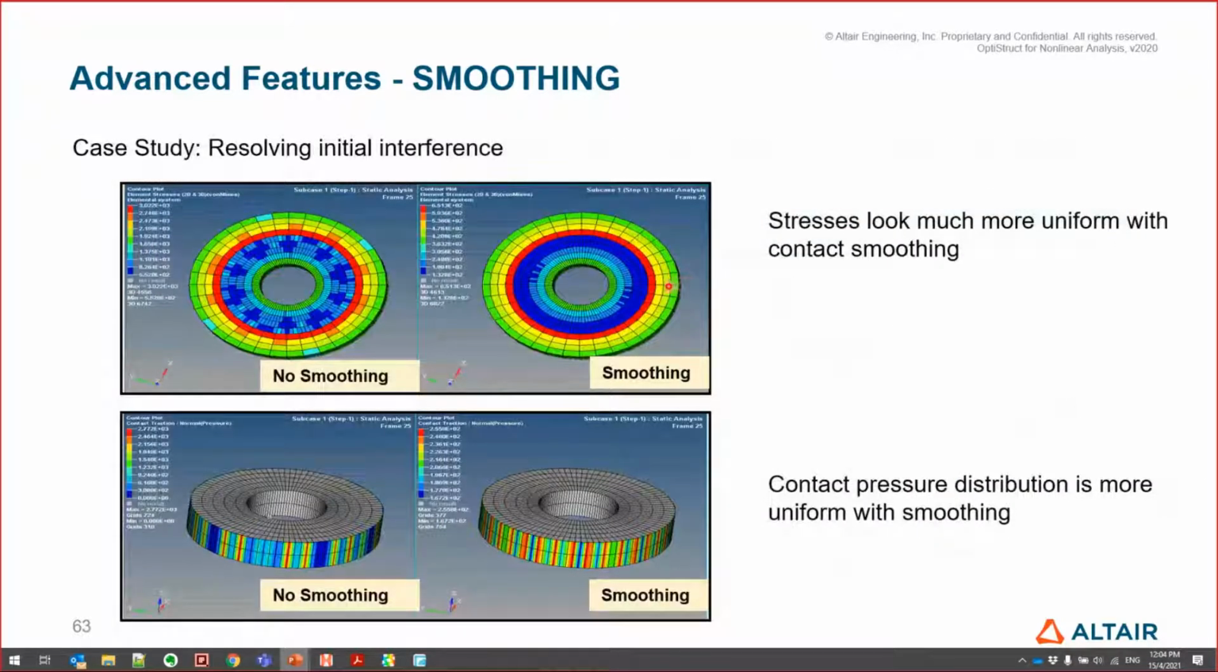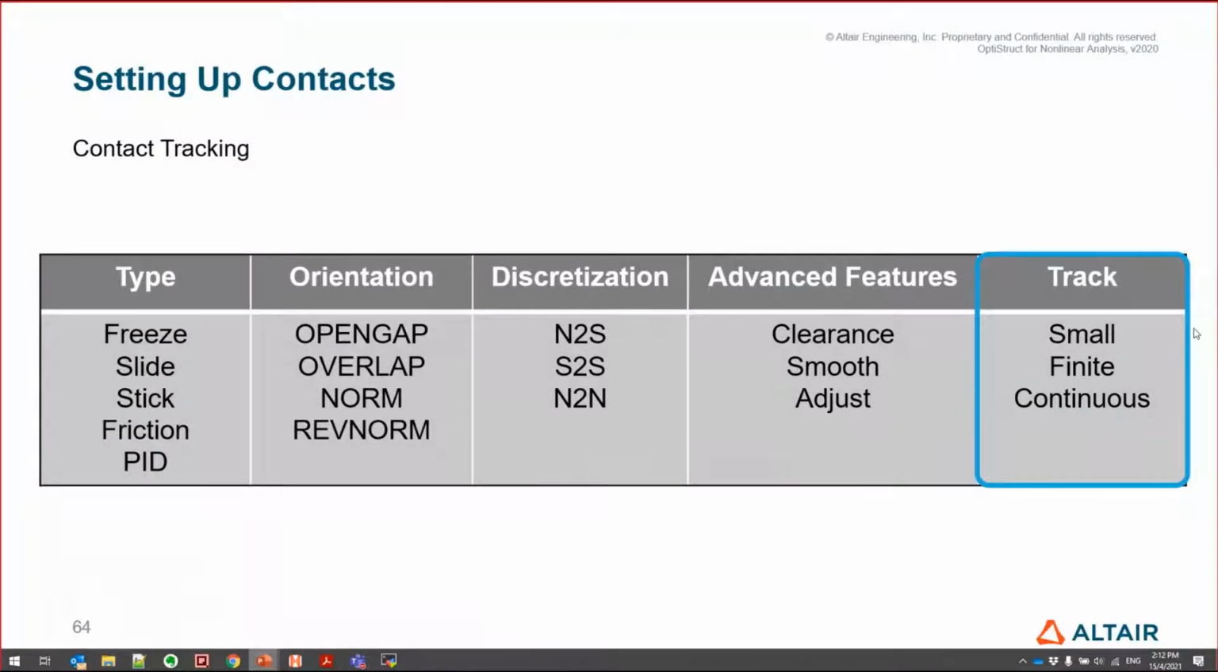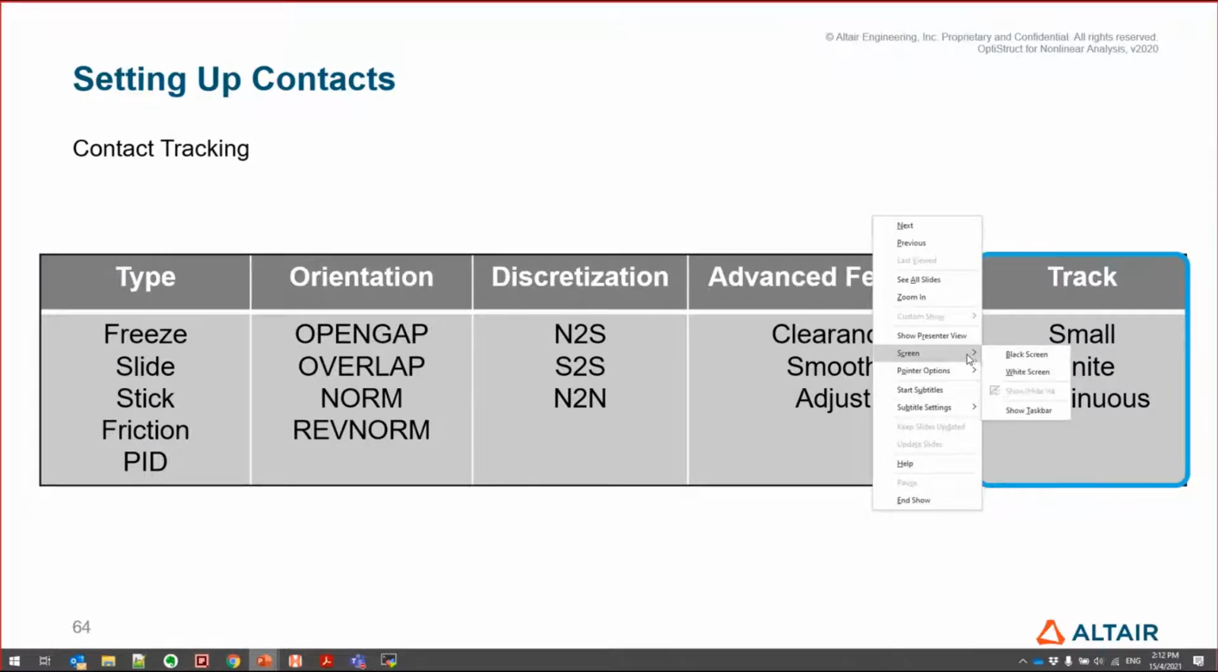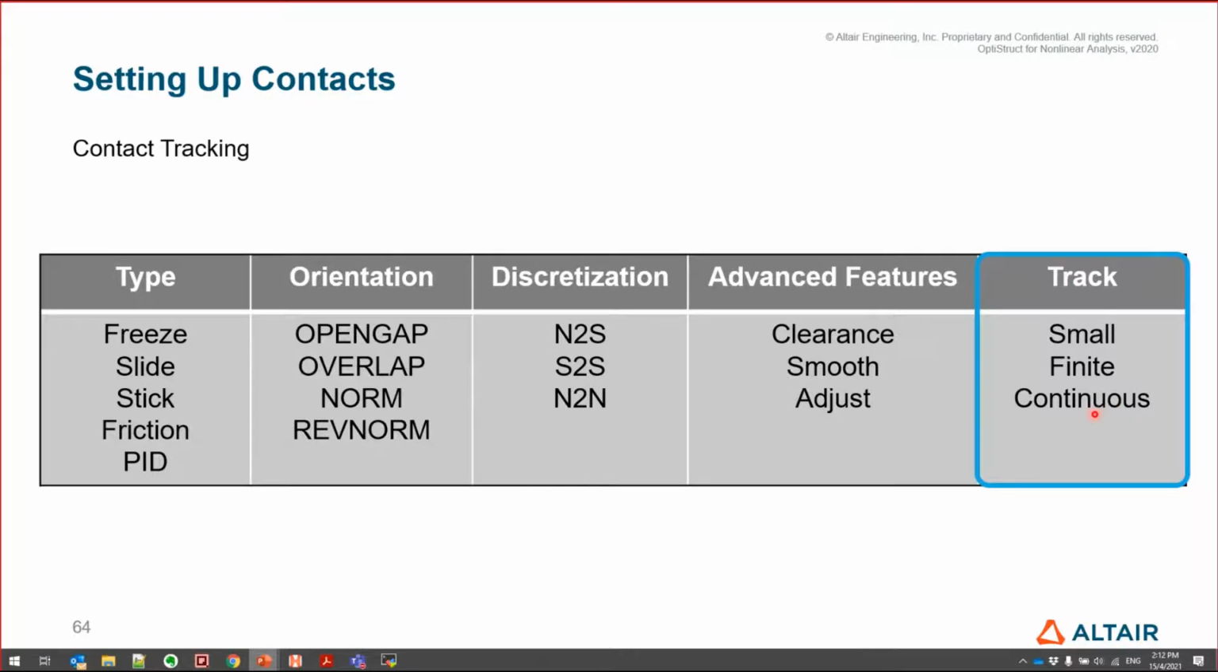An example of smoothing is something like this, where you get a smoother, more distributed contact force. So this is contact tracking, right? There are three options here: small, finite, and continuous.